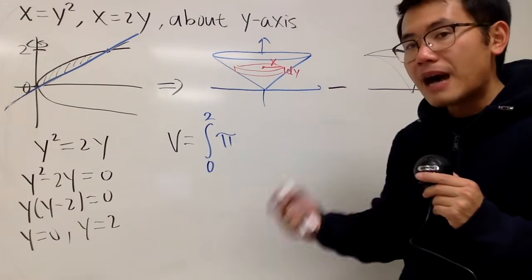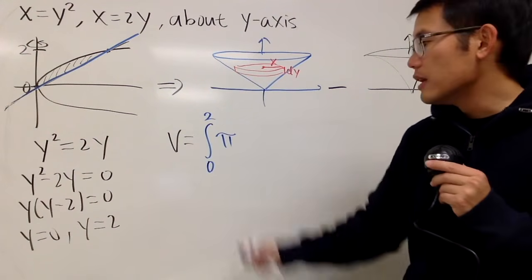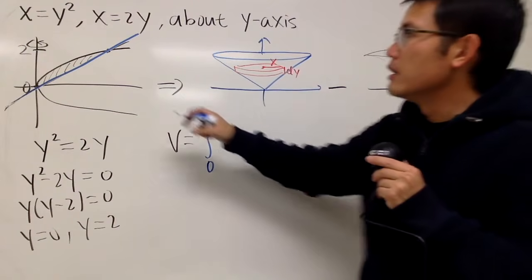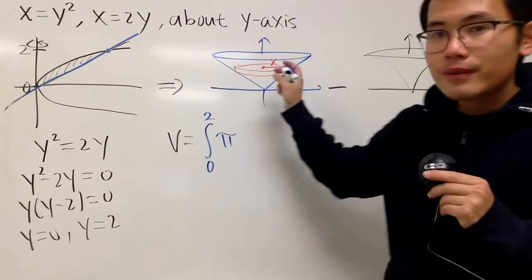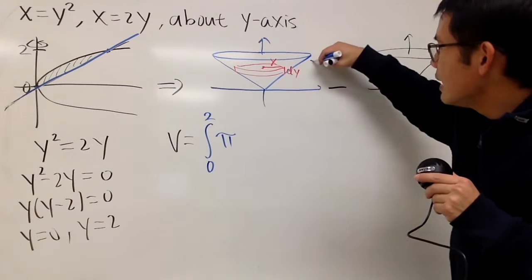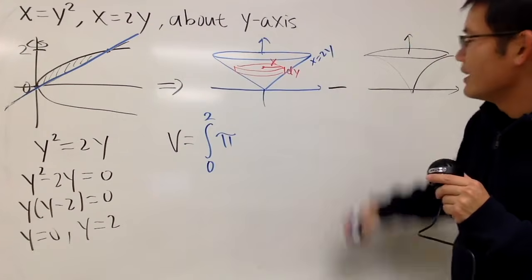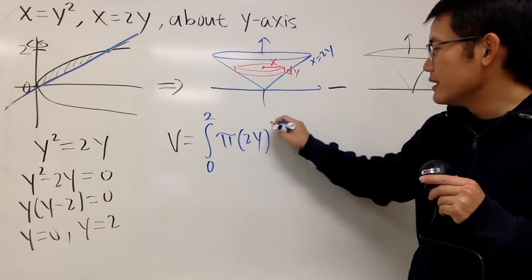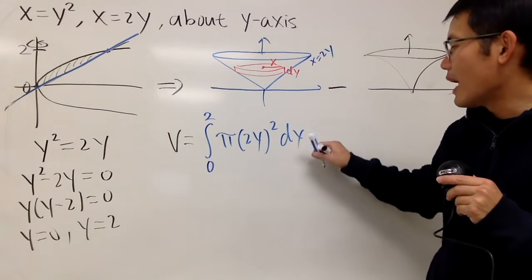And remember, it's pi r squared times the thickness. So we have pi times r, which is the x. That's the radius x right here. And for the first one, remember the blue one is what? This is the line. This is x equals 2y. So I will put the 2y right here. And then square that, and we are in the y world.